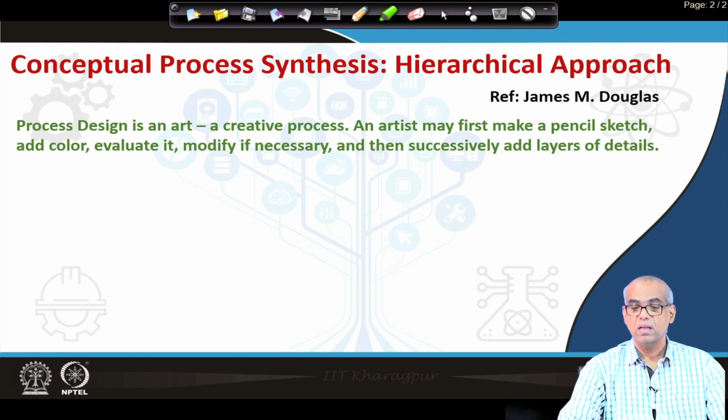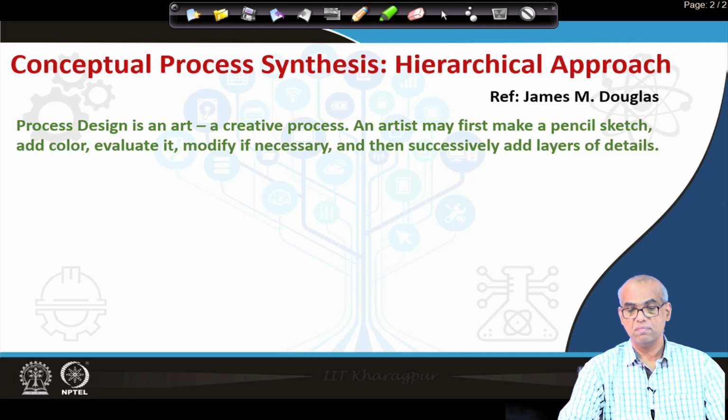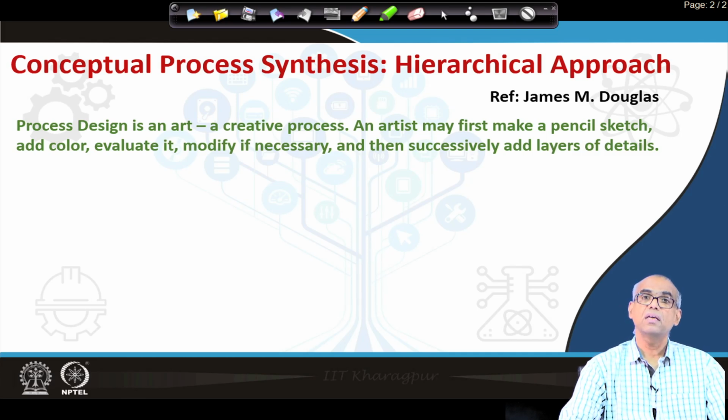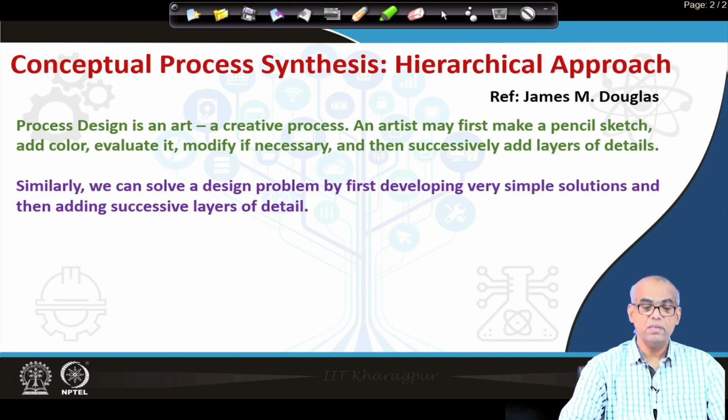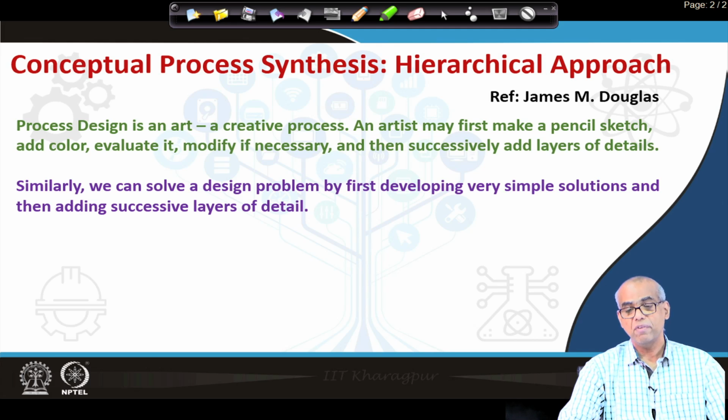The artist may first make a pencil sketch, when the artist essentially focuses on the key aspects of the painting, and then add colors, evaluate it at various stages, modify if necessary, and then successively add layers of details to the painting, and finally it becomes a beautiful painting. Similarly, we can solve a design problem by first developing a very simple solution and then go on adding successive layers of detail about the design.